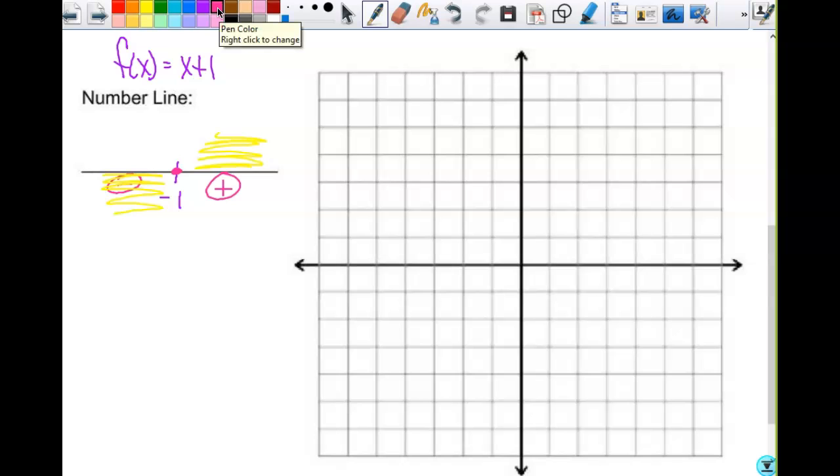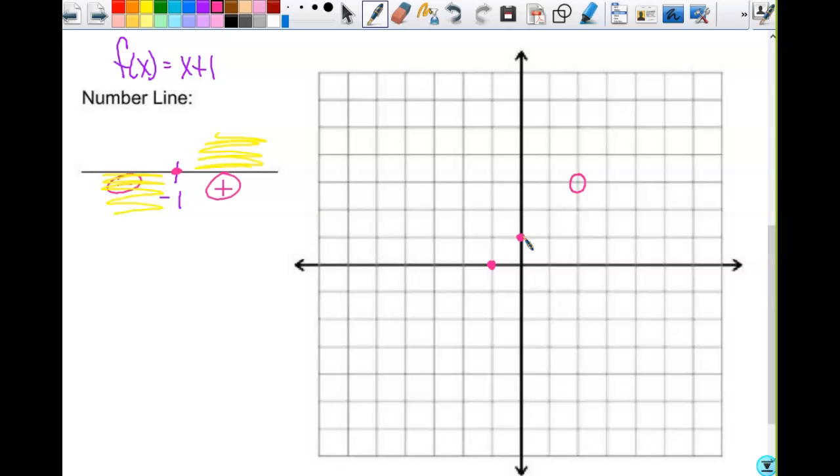We have a hole at 2, 3. There's my hole. Have a root at -1. I have no asymptotes or tangency or togetherness, but I have a y-intercept at 0, 1.